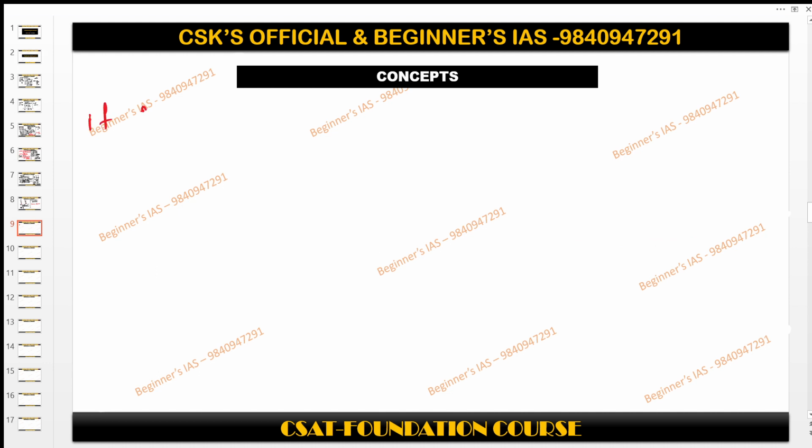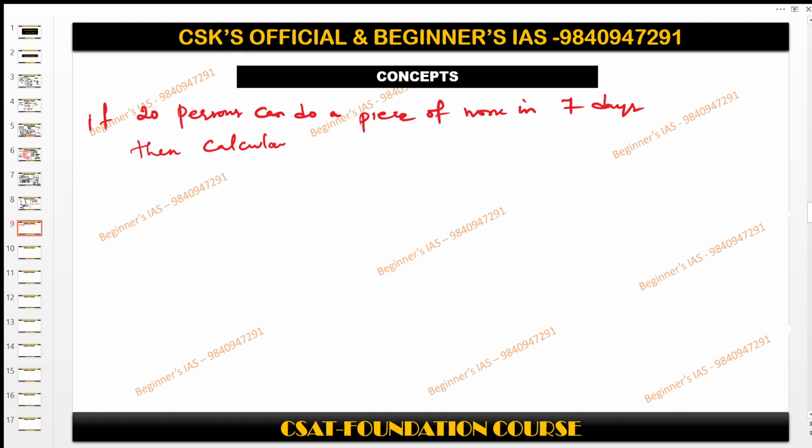If 20 persons can do a piece of work in 7 days, then calculate the number of persons required to complete the work in 24 days, or else 28 days.